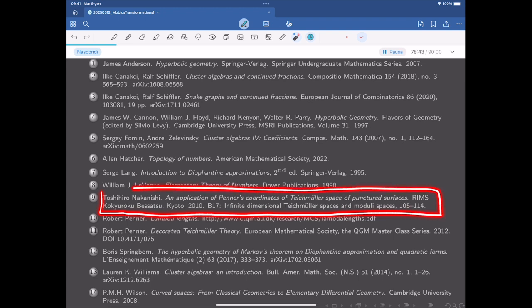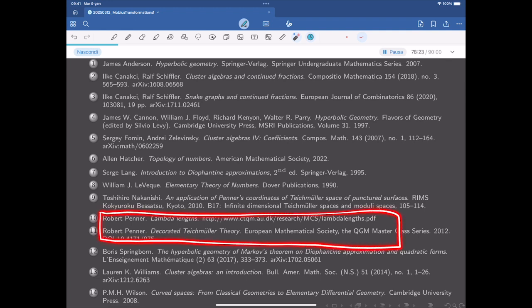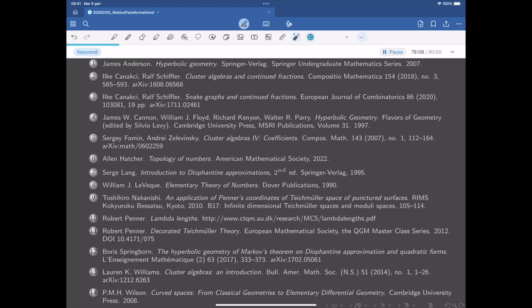And then for the hyperbolic version of Ptolemy's identity, it would be this paper by Nakanishi, or this preprint or book by Robert Penner. Yeah, Robert Penner was somehow the one who first realized, if I remember correctly, that Ptolemy's identity holds also in the hyperbolic plane. Okay.